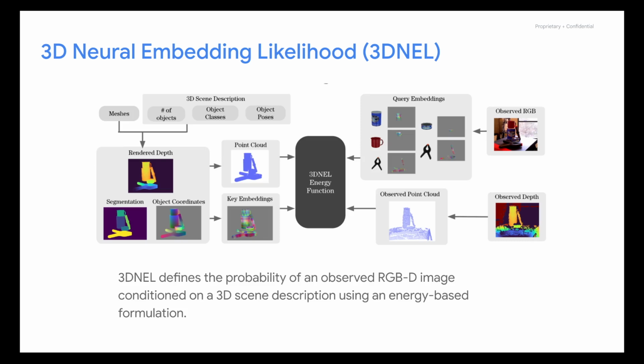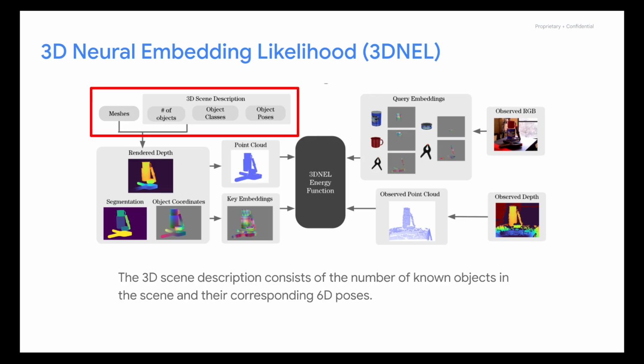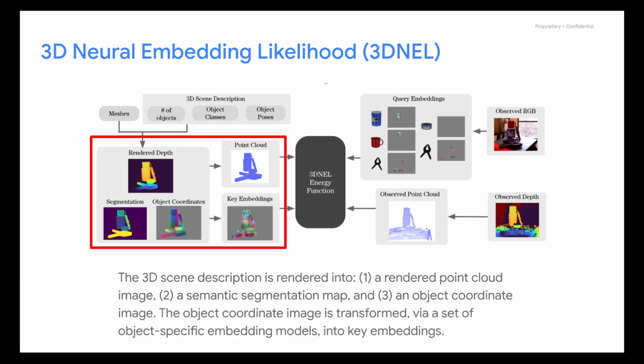3D NEL defines the probability of an observed RGBD image conditioned on a 3D scene description using an energy-based formulation. The 3D scene description consists of the number of known objects in the scene and their corresponding 6D poses. The 3D scene description is rendered into a depth image, which is transformed to a rendered point cloud image, a semantic segmentation map, and the object coordinate image, where each pixel contains the object frame coordinate of the surface point from which the pixel originates.